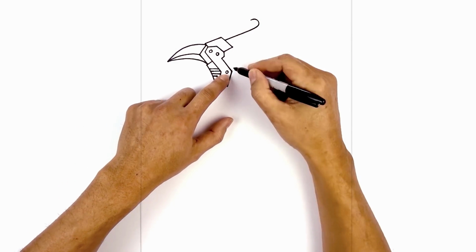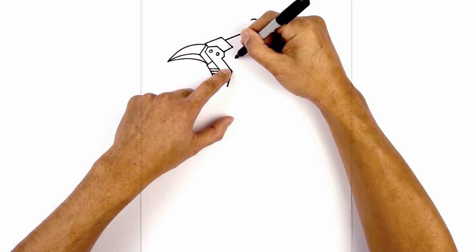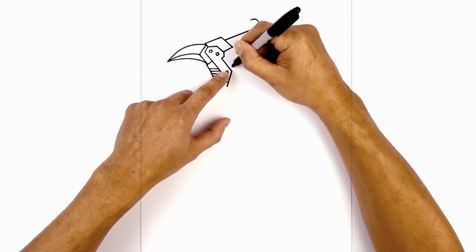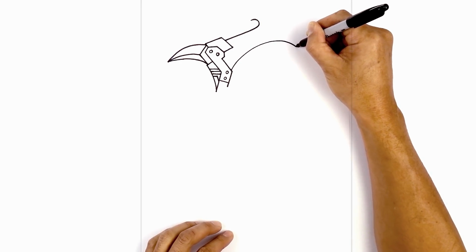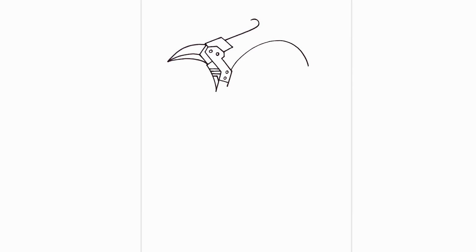Now let's move to the bottom. From this point, we're going to step up. We're going to hook over and then down towards the tip of the blade. So we're going to go up, round this out, and just pull that down.